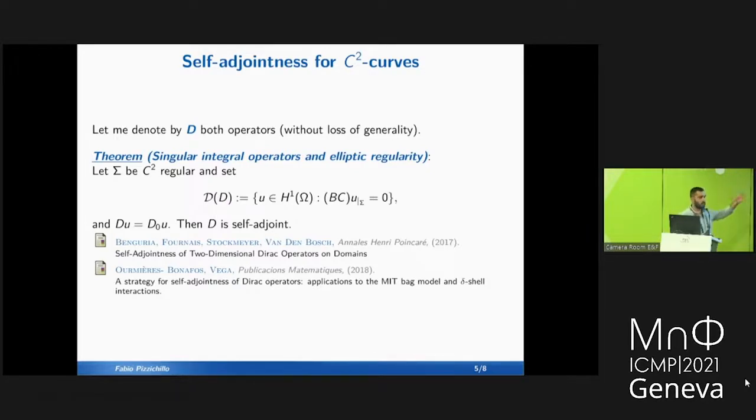And to have this kind of result, one has to apply techniques of singular integral operators and also some technique of elliptic regularity. So actually, there are several works on this topic. I'm just citing these two because they are the ones that I've studied most. The first one is by Benguria et al. about the quantum dot boundary condition. And the second one is by Thomas Ourmières-Bonafos and Luis Vega about the delta-shell interaction.